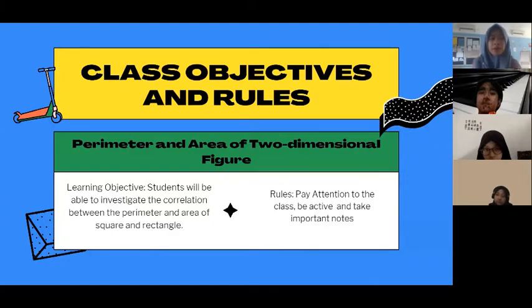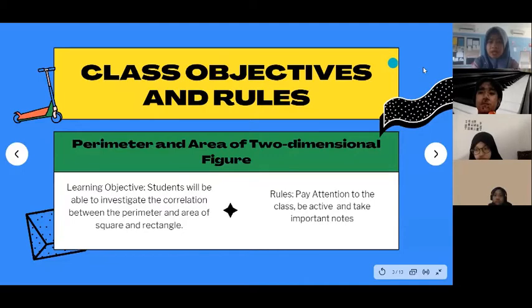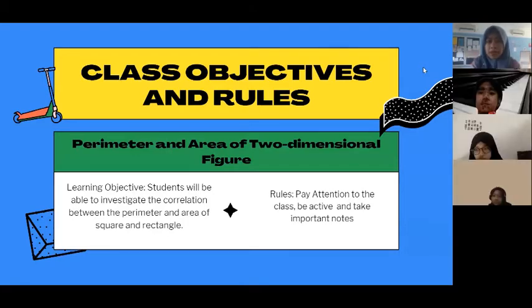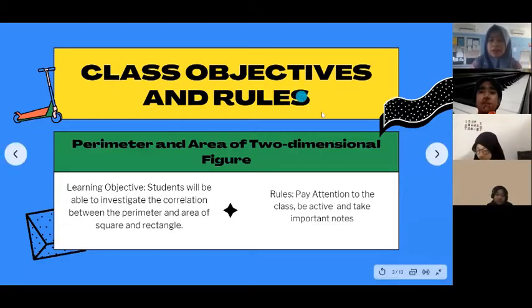Okay, so this is the class objectives and rules. We will learn about perimeter and area of two-dimensional figures, and the learning objective is students will be able to investigate the correlation between perimeter and area of square and rectangle. So we will be specific to square and also rectangle. And for the rules of today's session, you need to pay attention to the class, be active, and take important notes. You can answer my questions in Bahasa Indonesia, it's fine, yeah?